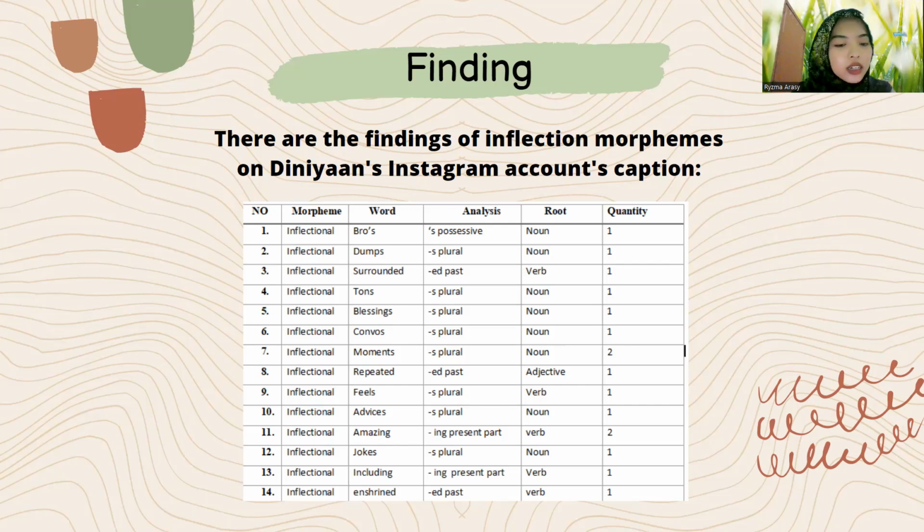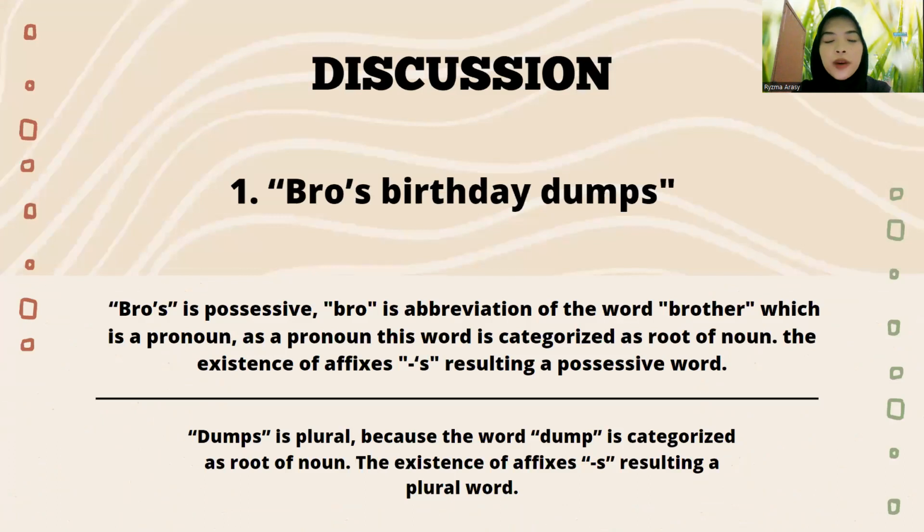Number 13 is including, the analysis is present participle. As verb, quantity is 1. Number 14 is insert, the analysis is past. As verb, the quantity is 1. They are the findings in this article. So next is about discussion.